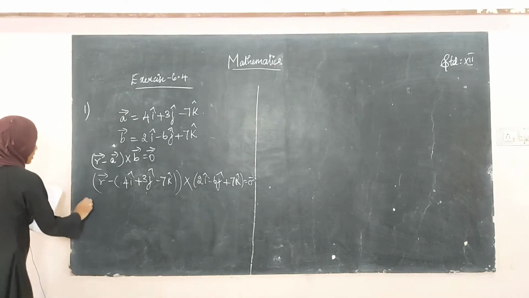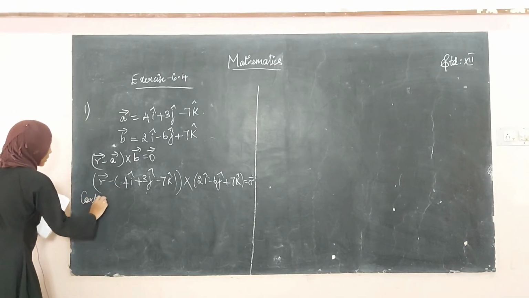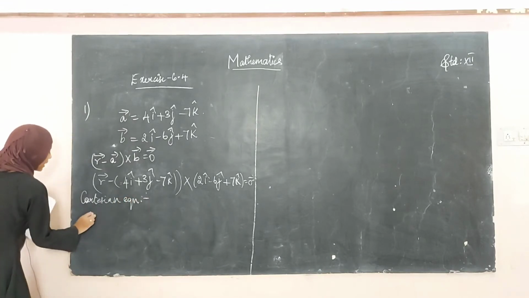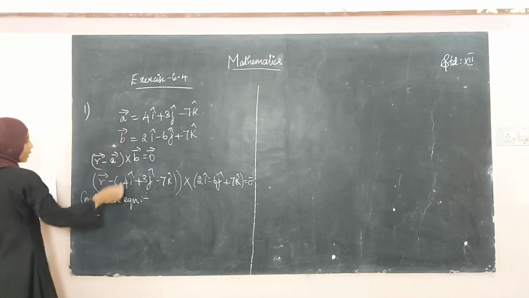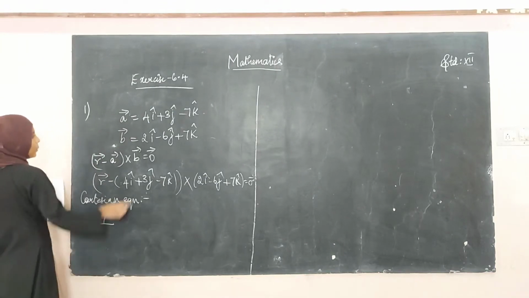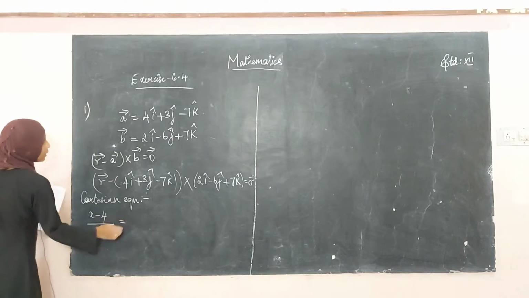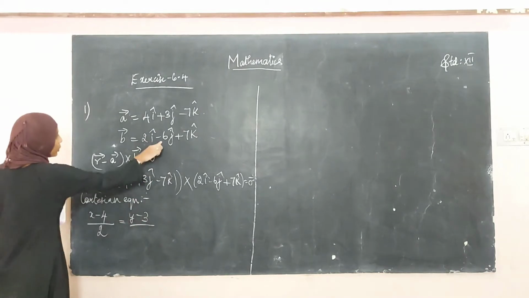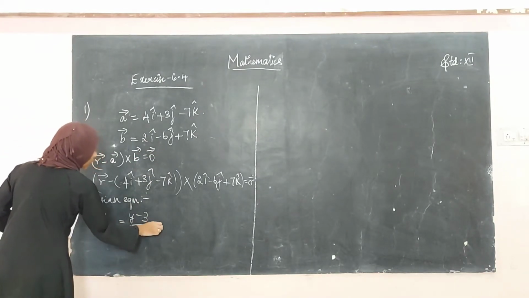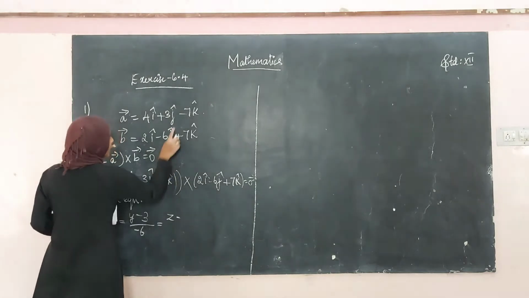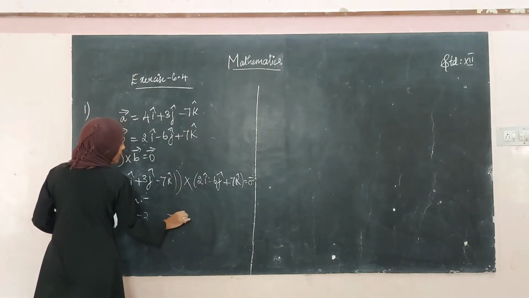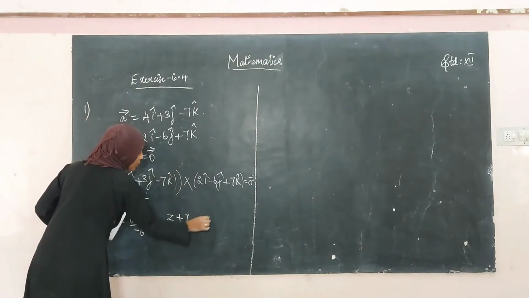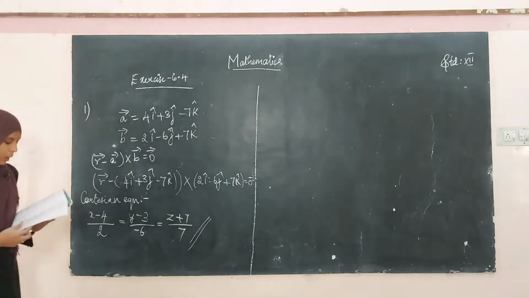Now Cartesian equation. Now we have to find the Cartesian equation. So how will you find the Cartesian equation? x minus, what's the A term? It is A1. So (x minus 4) divided by, what is B1? It is 2. Equal to (y minus, what is A2? A2 is 3) divided by, what is B2? It is minus 6. Equal to (z minus, what is A3? A3 is minus 7. So minus of minus 7 is plus 7) divided by B3. B3 value is 7. So this is the Cartesian equation that is required.